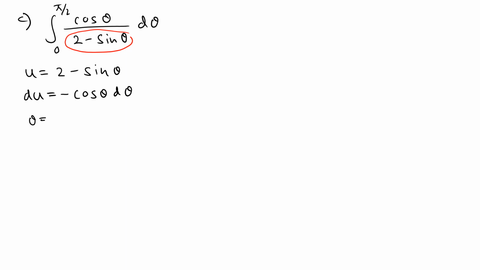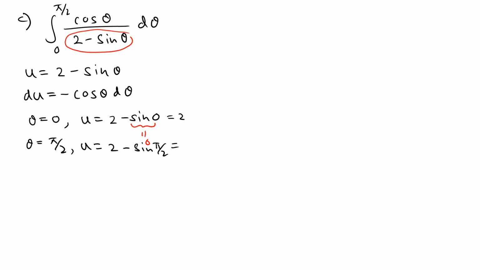So the original limit for theta equals 0. The new limit is found by plugging theta into the function, so u equals 2 minus sine 0, but we know that sine 0 is 0. Because of that, this is simply 2. Then theta equals pi over 2, so u equals 2 minus sine pi over 2. Sine pi over 2 is 1, so this is 2 minus 1, which is 1. Good. So that means we have calculated everything we need.